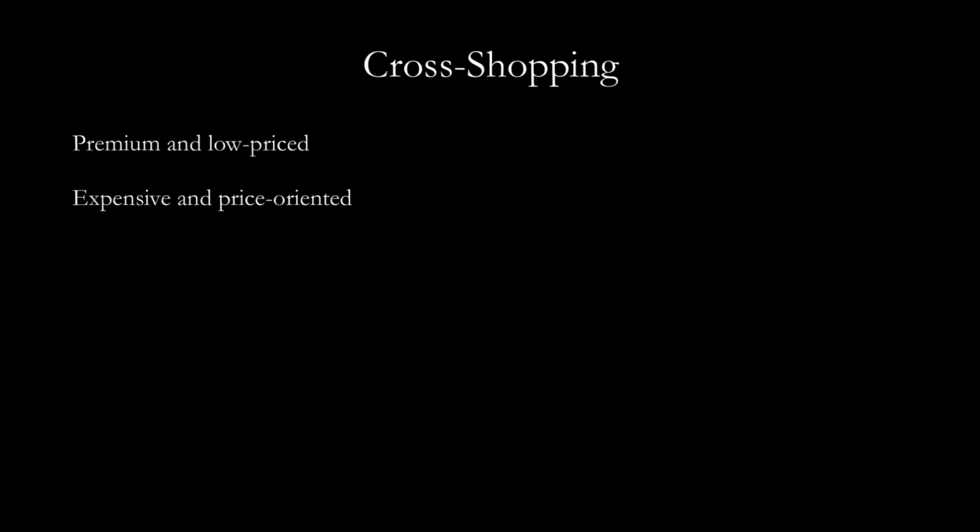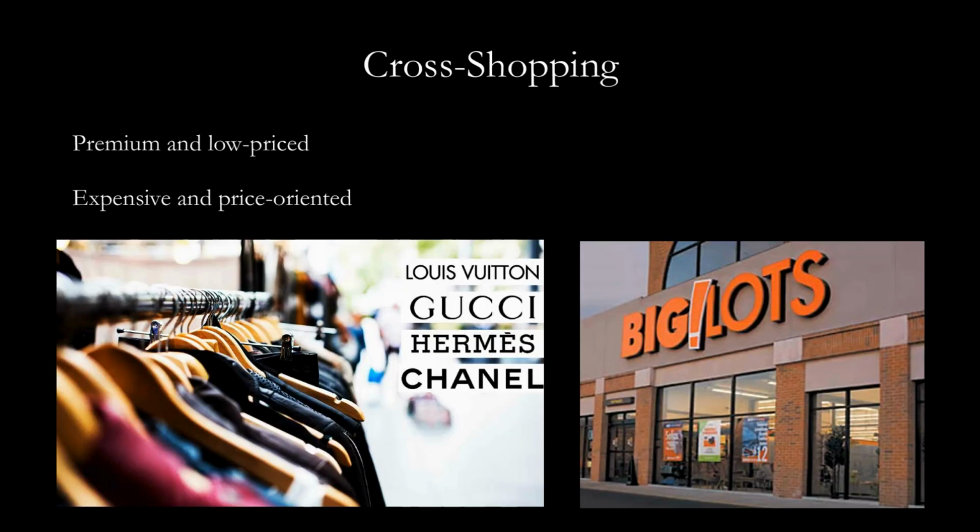For example, I may enjoy shopping for my clothing and accessories at Louis Vuitton, Gucci, or Chanel. But at the same time, I engage in utilitarian shopping for necessity items. I may go to Big Lots and purchase toilet paper and paper towels. High-priced premium merchandise and low-priced merchandise, same person. This is why you can't predict shopping behavior just from someone's income.